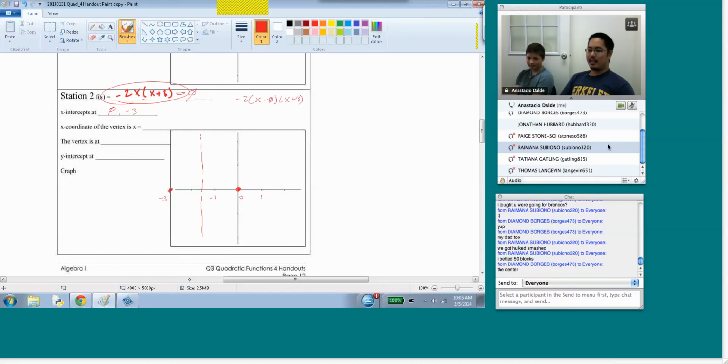Where's the vertex at? I'm not even going to write that down. I feel like at this point you guys get it. I don't really even need to continue on with this stuff. Oh, but we're cool with this? All right. Why don't we ask this? What's the y-intercept?